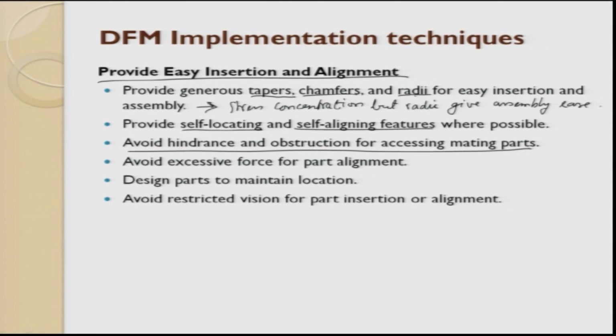Avoid hindrance and obstructions for accessing mating parts. Once you have started using a single direction, even in a single direction there should not be any crisscrossing of parts. If you have crisscrossing of parts, it becomes very difficult to assemble them. Then avoid excess force for alignment. It should always be a very small force, because when you do several assemblies, you will get fatigue, and the parts can get broken.